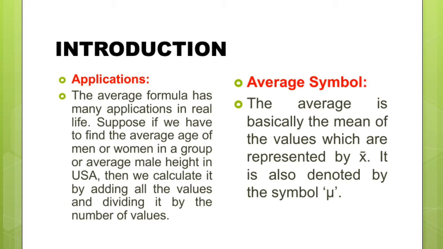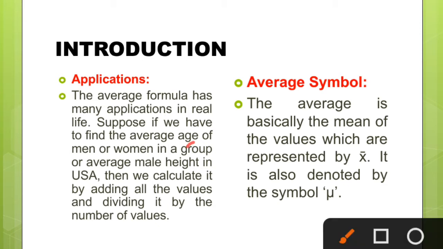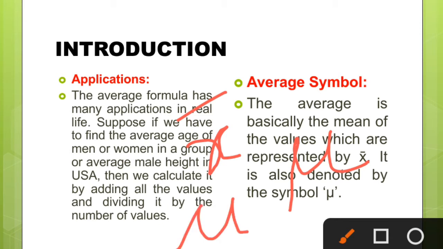For average we use the symbol x bar or the symbol mu. So both symbols are used to represent average. X with a bar on it, or the Greek letter mu. So these are the symbols to represent the average.